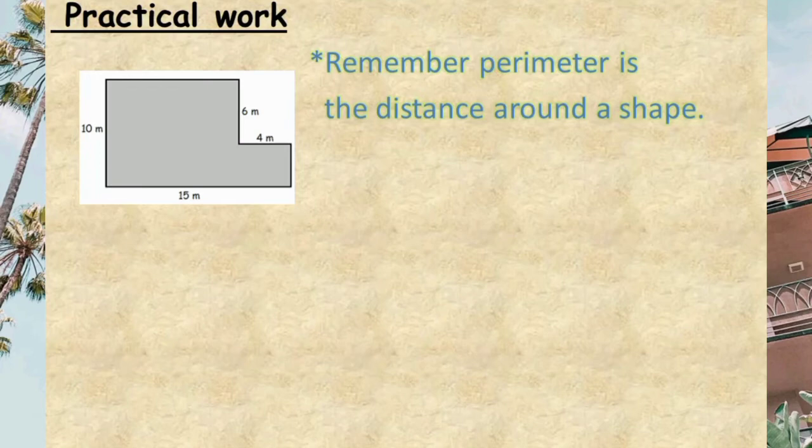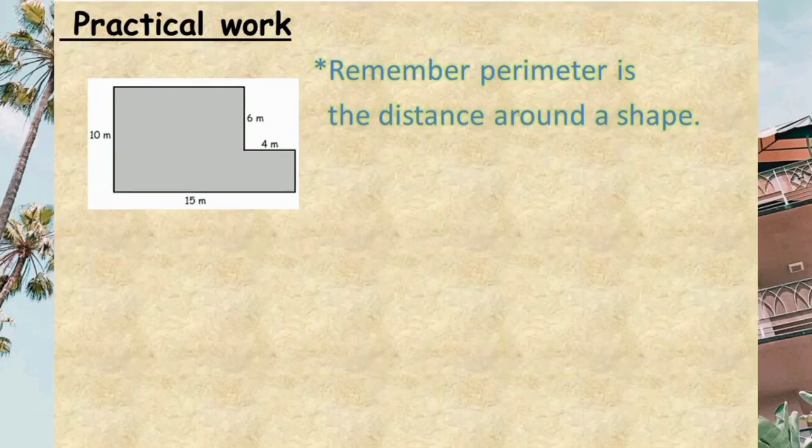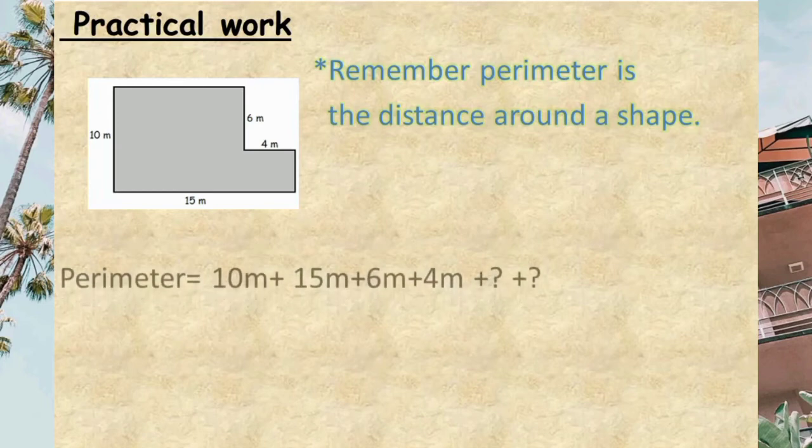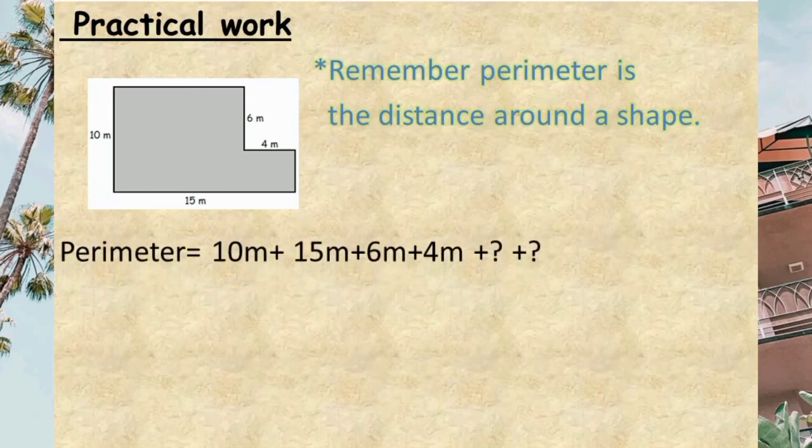Now let's look at some practical work that involves composite shapes. Before we move on, guys, I want you to remember that perimeter is the distance around a shape. So to find our perimeter, we are just going to add all the distances around the shape. So our perimeter equals 10 meters plus 15 meters plus 6 meters plus 4 meters, and we have 2 missing numbers. The first thing we have to do is find our missing numbers.